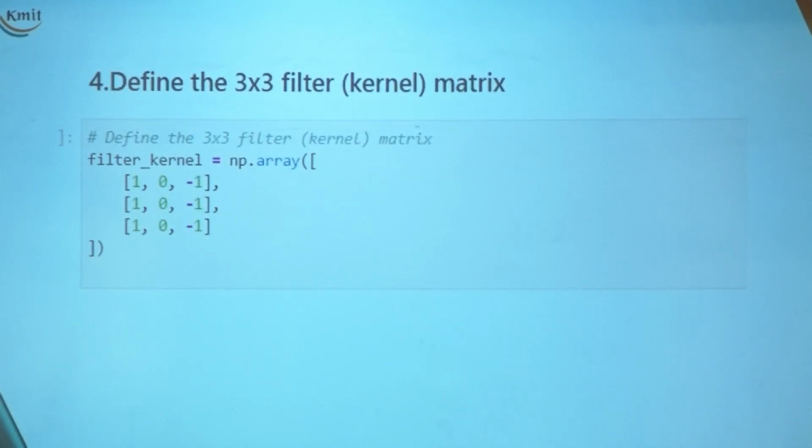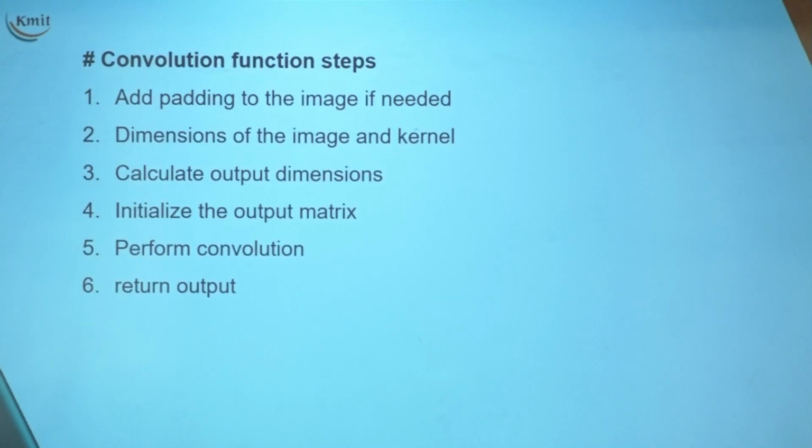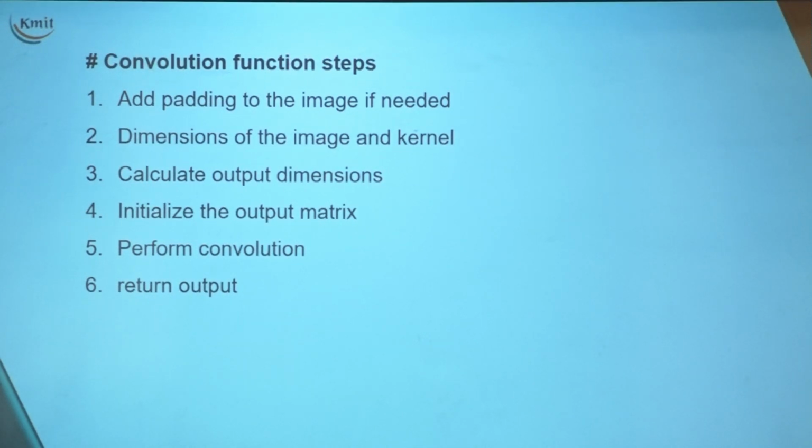Define the convolution function. After the filter, don't sit like that. Though I am not displaying it, you have to do the next part of the code. There are 6 steps that you have to perform for convolution. First, add padding to the image, give the dimensions of the image and kernel, calculate the output dimensions, initialize the output matrix and then perform the convolution operation. We'll give you 10 minutes to complete convolution. After that, for the next half an hour, we'll be working on pooling.